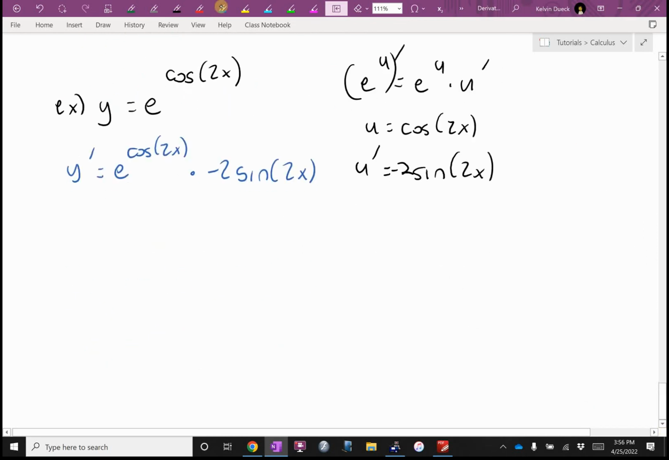Let's do a reciprocal or inverse trig function. So if y equals arccos of, I don't know, e to the 2x.